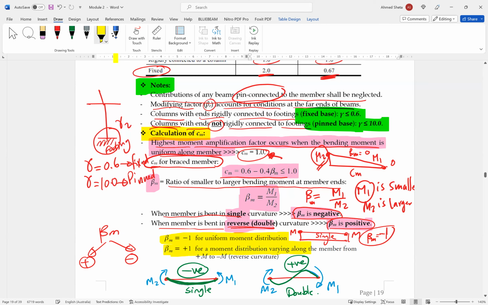beta M equal to +1 for moment varying along the member from positive to negative M. So if we have another, but here M and here equal M. So in this case, beta M will be M over M. It will be 1 or -1 or +1. +1 because this is a double curvature moment. Okay, so this is how to calculate beta M and Cm.